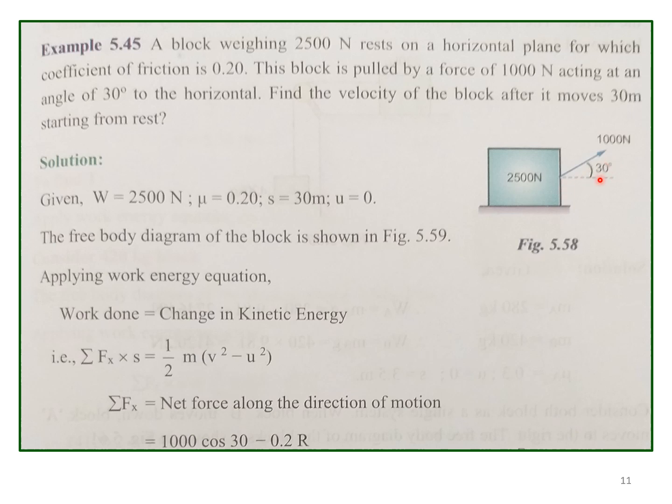So net force will be equal to 1000 cos 30, then minus mu into R. Since the frictional force is acting in the opposite direction, we are putting a minus here. So minus mu into R. So this is the net force in the direction of the motion.